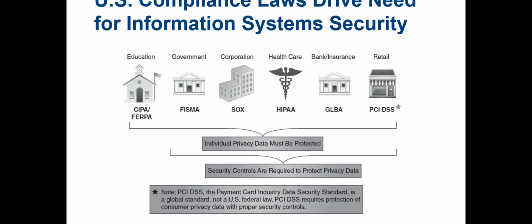Next is HIPAA, which stands for Health Insurance Portability and Accountability Act. It was passed in 1996, and it requires healthcare organizations to have security and privacy controls implemented to ensure patient privacy. Next is the Gramm-Leach-Bliley Act, passed in 1999, which requires all types of financial institutions to protect customers' private financial information. Finally is PCI DSS, the Payment Card Industry Data Security Standard. It's a global standard, not a U.S. federal law, that requires protection of consumer privacy data with proper security controls.